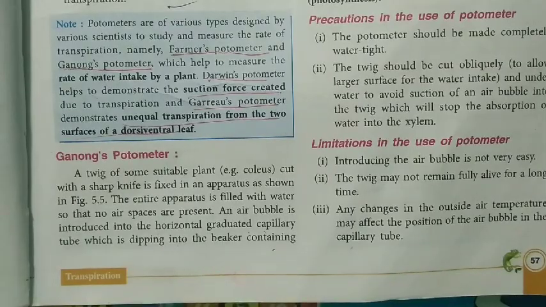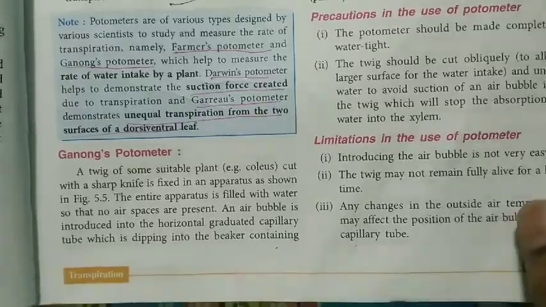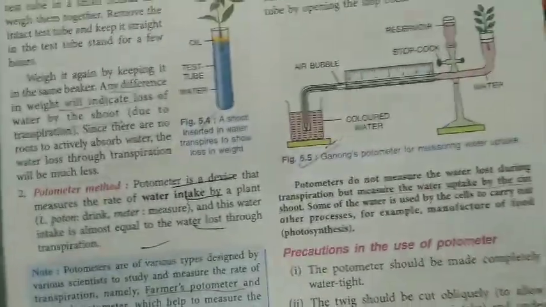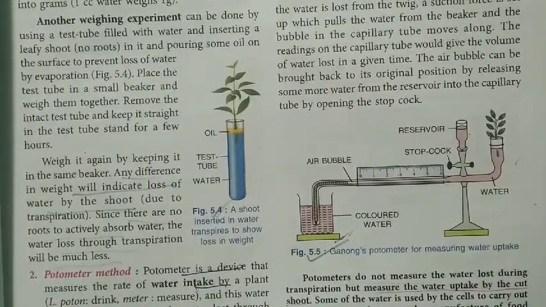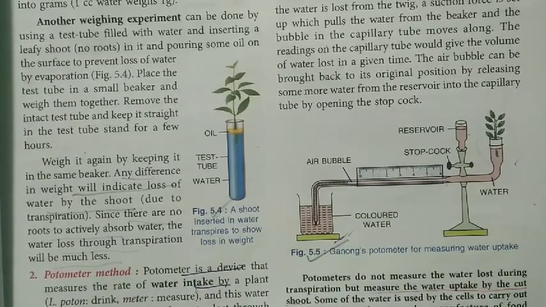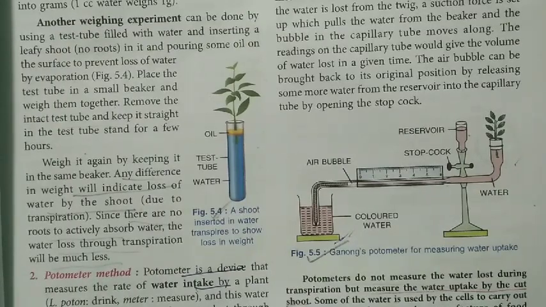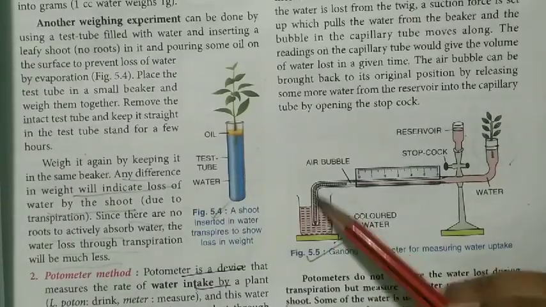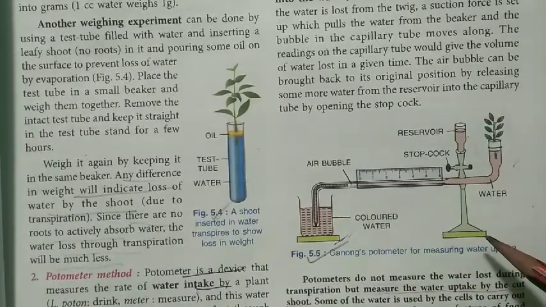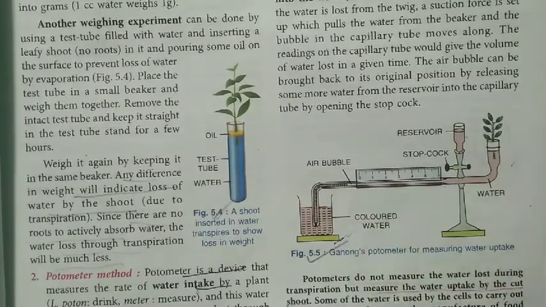Now the next topic is Ganong's potometer. A potometer is basically a device which measures the rate of water intake by a plant. Now if you see figure 5.5, here a Ganong potometer is given. This apparatus is completely filled with water, and in this we need to insert an air bubble. Now how to insert the air bubble? We need to lift this capillary tube so that a suction pull is generated that causes the formation of an air bubble which goes inside this capillary tube.